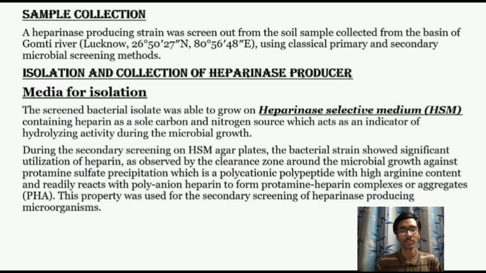Now let's discuss the sample collection of the heparinase producing organism. The organism was isolated from a soil sample collected near the basins of the Gomti river, and it was further cultivated on a selective medium, namely heparinase selective medium, which contained heparin as a sole carbon and nitrogen source to indicate the hydrolyzing activity of the heparinase producing organism.